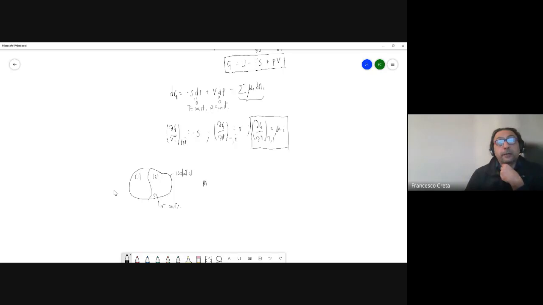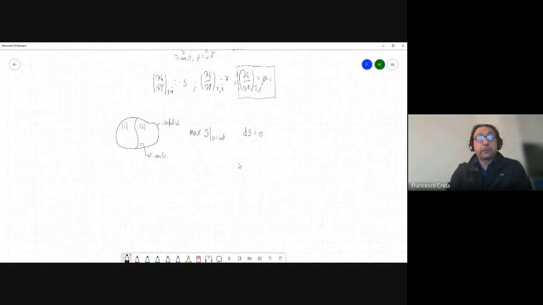So our equilibrium condition is one of maximum entropy at constant internal energy, because this is clearly isolated, okay? So essentially dS equals 0, okay? So we can try and play around with this a little bit just to see what the consequences are.